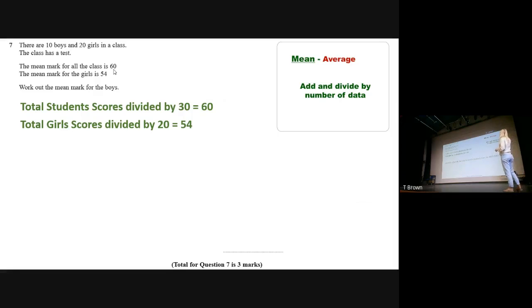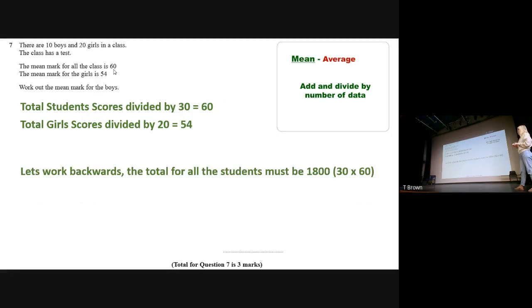Because otherwise, when they divided by 30, they wouldn't have got 60. So we can go backwards. Multiply by 30 to get all of their scores all together. That must be what it is added up. And then same with the girls, there are 20 girls. So if we do 54 times 20, we get 1,080. Just times it by 2 and then times it by 10 if you want to times it by 20.